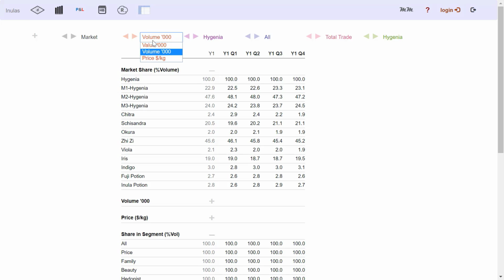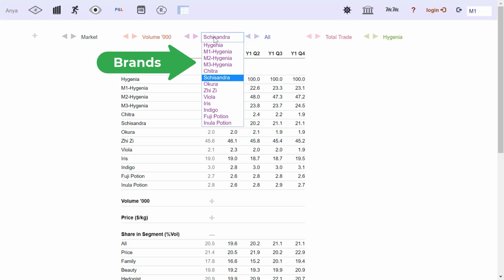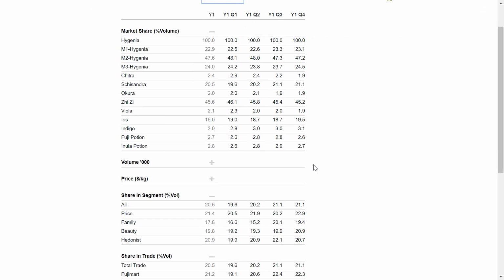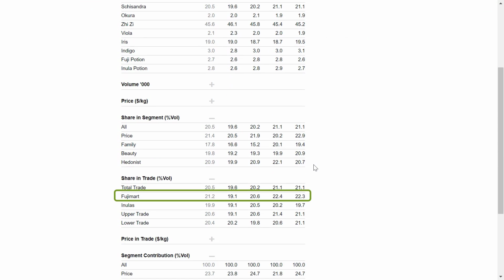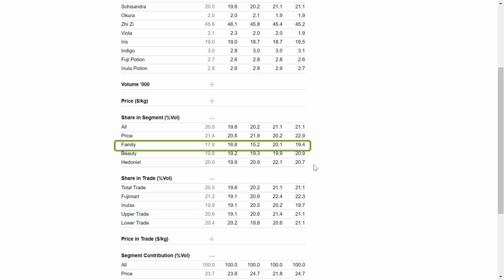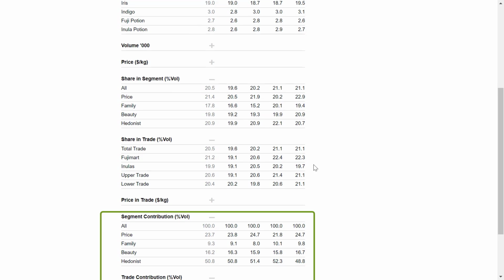For instance, if you are the brand manager for Cassandra, a brand that is experiencing some share gains, you might be interested to know which segment and which trade channel is contributing to the gain. Let me select the brand Cassandra from the brand drop-down list. As we move down the dashboard, note that the 2 tables, share in segment and share in trade, sum up the volume share trend across segments and across trade for the brand. The data tells us that the share gains are coming mainly from the Fujimart chain and that the family segment, which was relatively weak at the start of the Y1, has gained the most in the second half of the year.